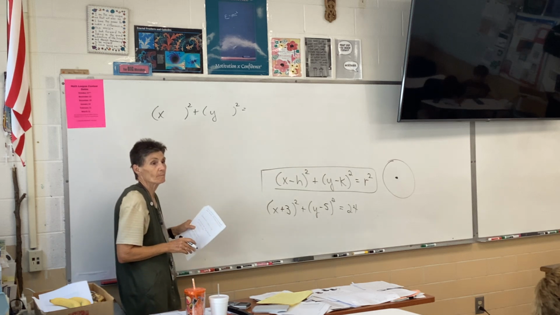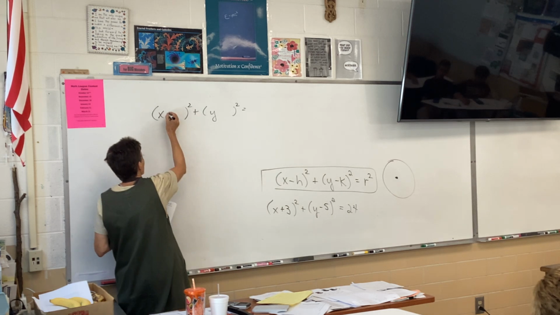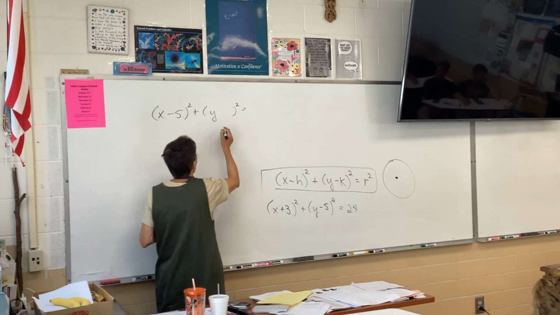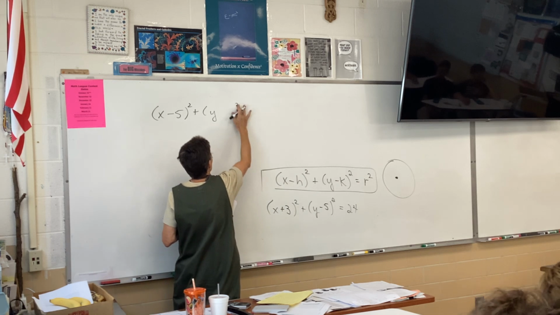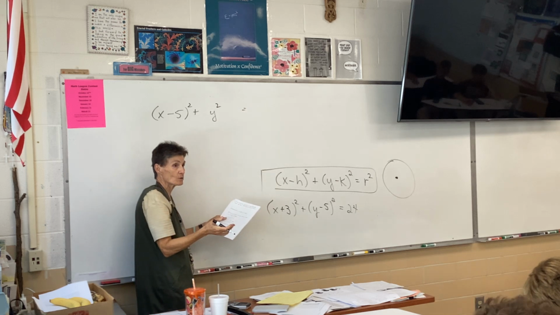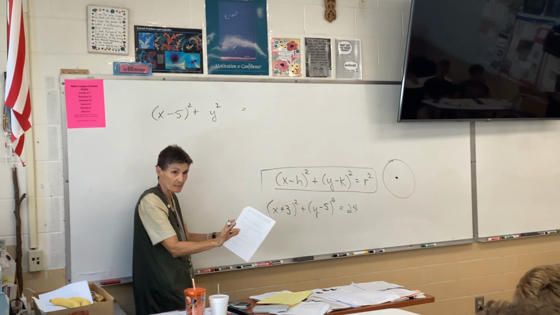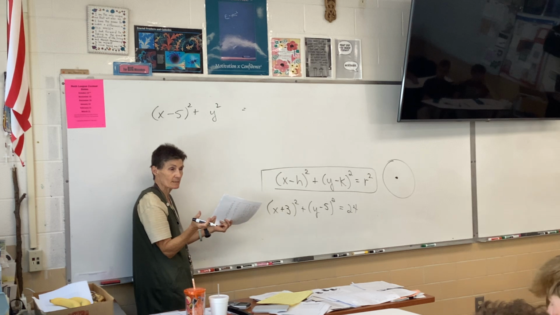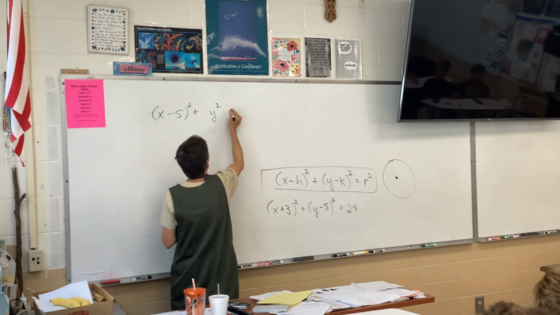Aubrey, what'd you come up with? I came up with x minus 5 squared. I just wrote y squared plus y squared. Perfect, you don't need that. If you wrote y minus 0 squared, that would be totally fine, but we don't need it, right, since it's 0, okay? And then equals 82.89.